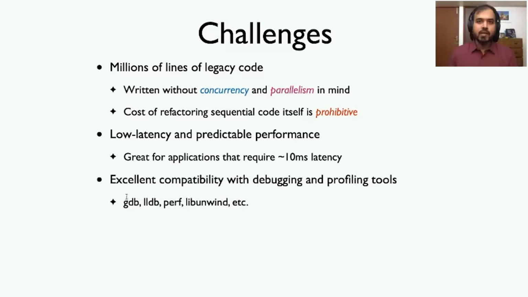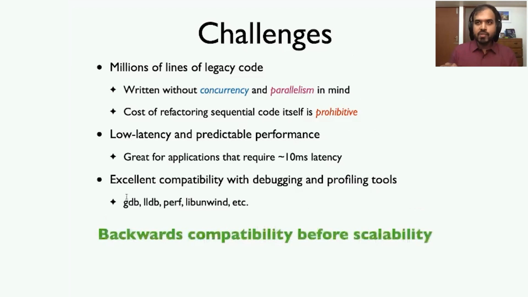OCaml has excellent compatibility with program analysis tools that observe the stack by unwinding the stack, such as GDB and LLDB for debugging, and perf for profiling, and also other libraries. So we want to ensure that these system tools continue to work when we add concurrency and parallelism to the language. So the key design principle that guides us is that backwards compatibility is much more important than scalability for us, because we want to ensure that the language remains usable even after we add these fancy features.